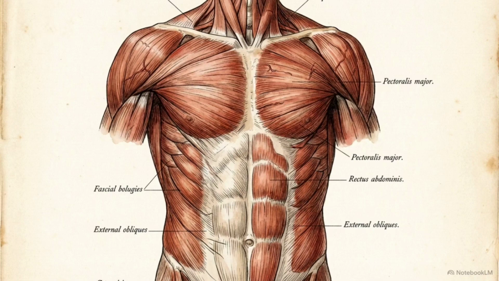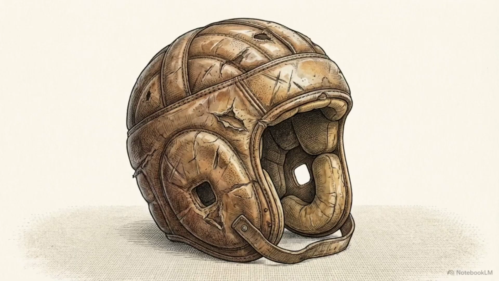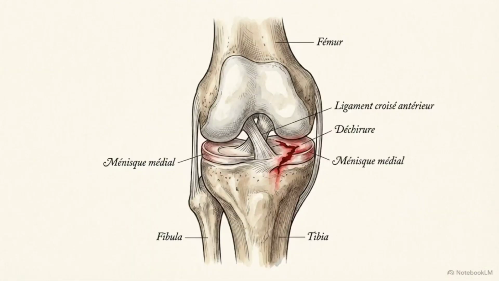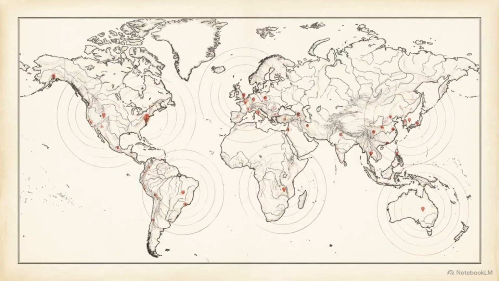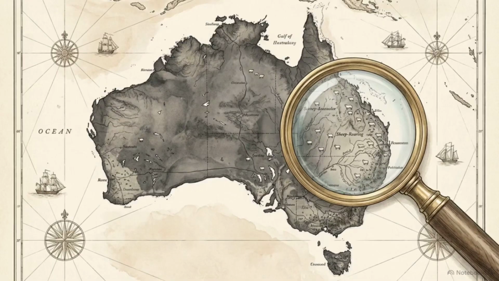Physical labor produces similar predictability. Miners working in confined spaces and athletes enduring repeated impact show consistent patterns of mechanical wear, such as tears to the medial semilunar cartilage. Geography and culture provide the next filter. Regional diets and localized parasitic distributions act as biological markers. A patient from a sheep-rearing district in Australia carries a statistically higher risk for hydatid disease.